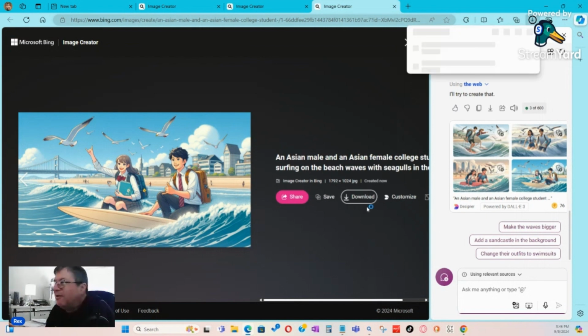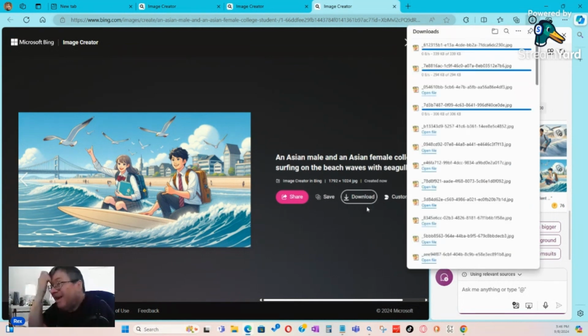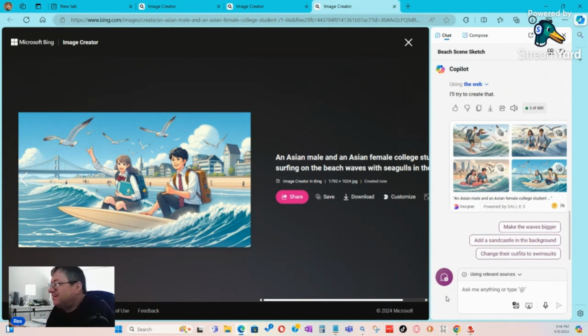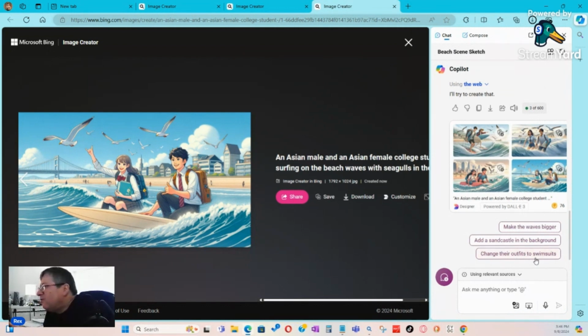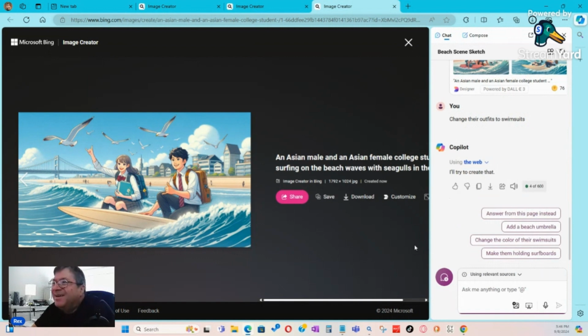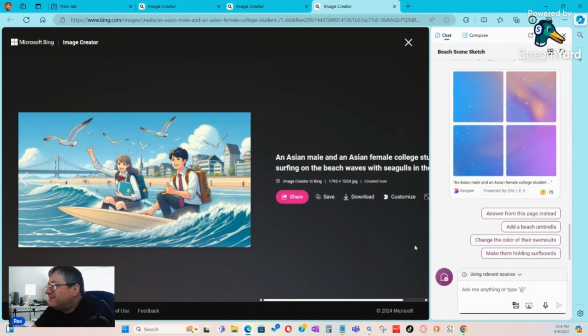I don't know why they're wearing school clothes, but okay. Change their hair, change their outfits to swimsuits. Yeah, please, let's go ahead and do that. So you don't always get what you want with one prompt.